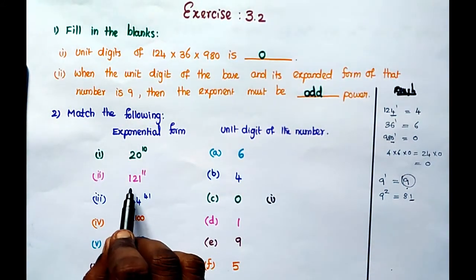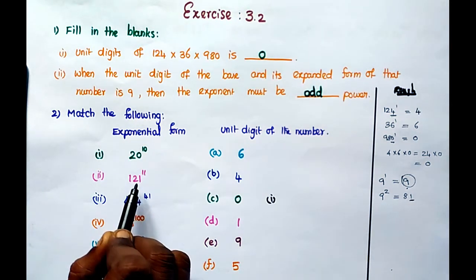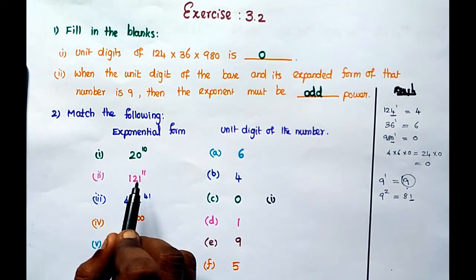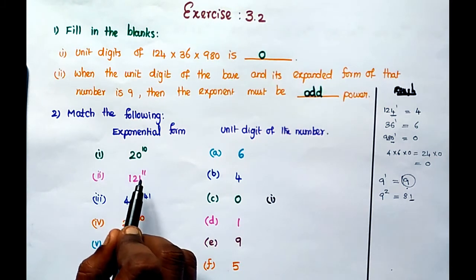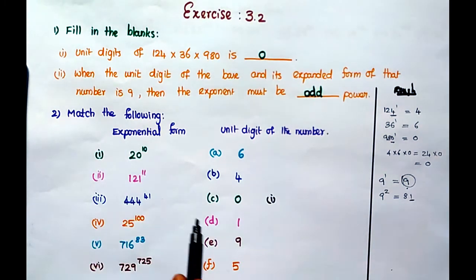Next one, 121 power 11. The base ends with 1. Power is anything, a natural number. 1, 2, 3, 4, 5, 6, these are the natural numbers. So anything is there, here 11. We get the unit digit of the result 1 only.